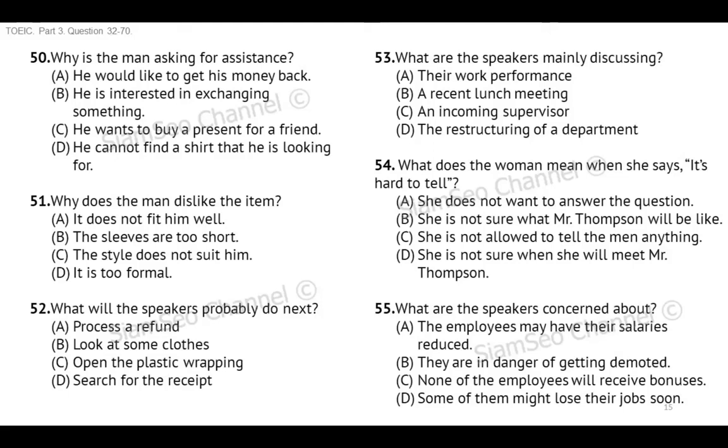Number 53. What are the speakers mainly discussing? Number 54. What does the woman mean when she says, "It's hard to tell"? Number 55. What are the speakers concerned about?